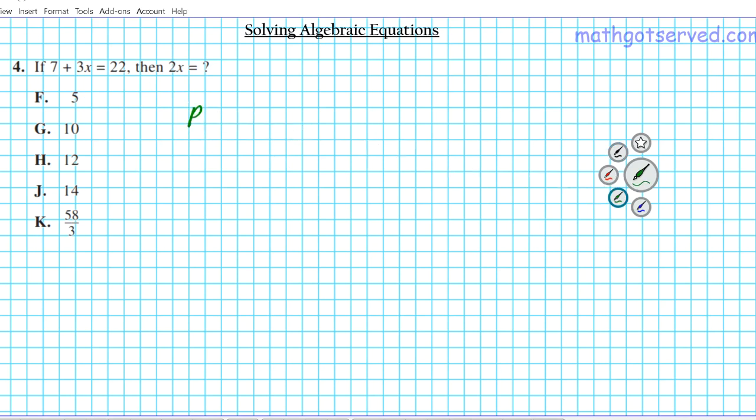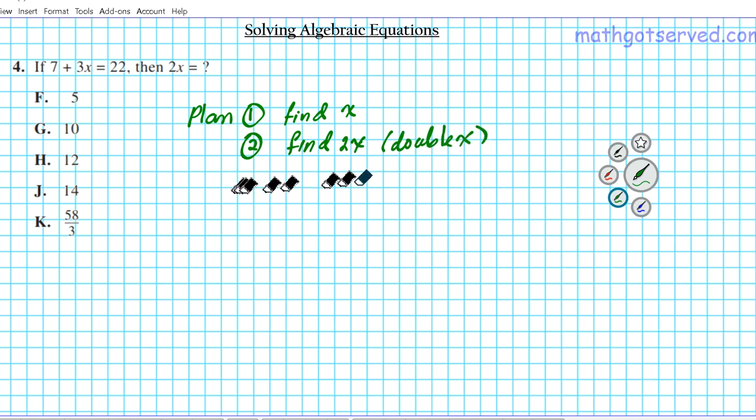So let's write down what our plan of attack is. For part 1, we're going to find the value of x. Okay? And then part 2, we're going to do what? We're going to find 2x, or double our previous answer. Finding 2x is the same thing as doubling x. Alrighty? Okay, so let's do the first part.